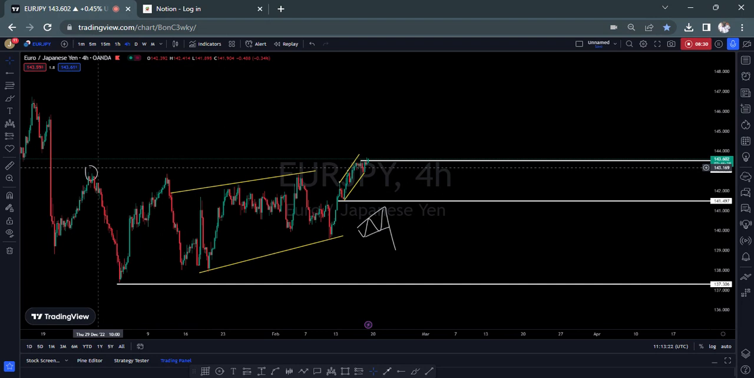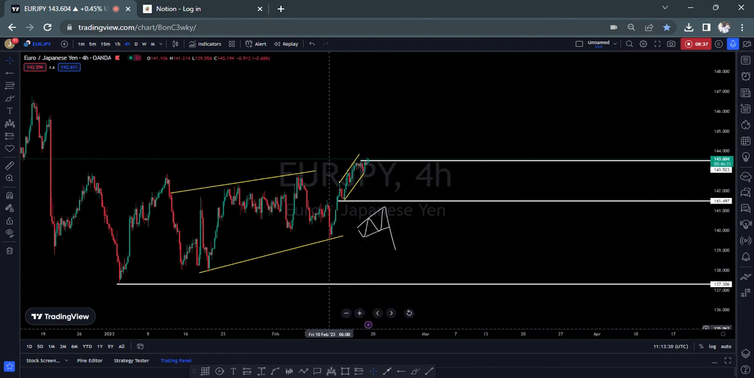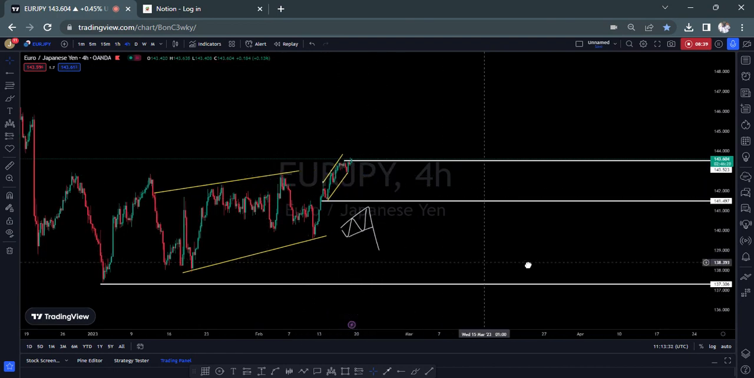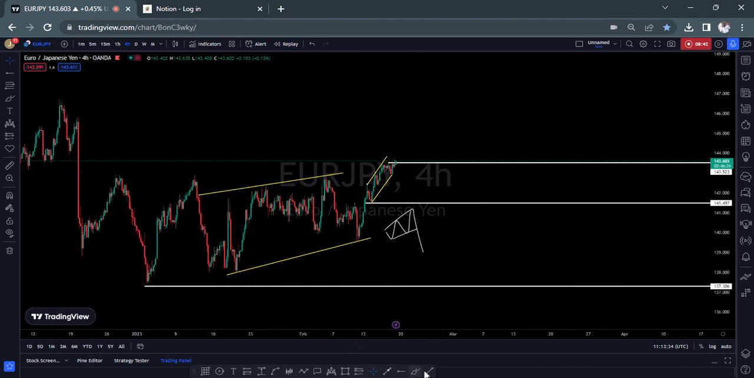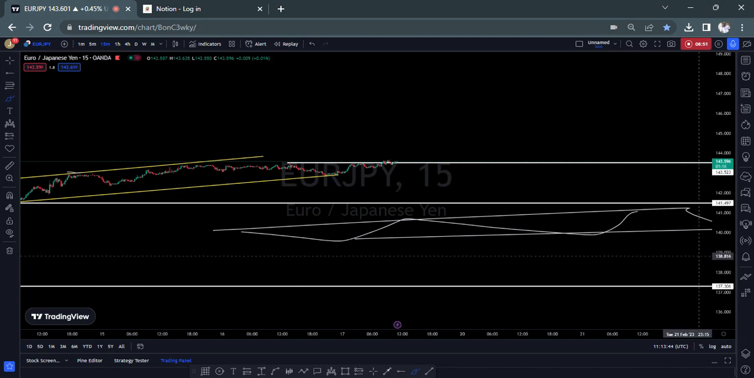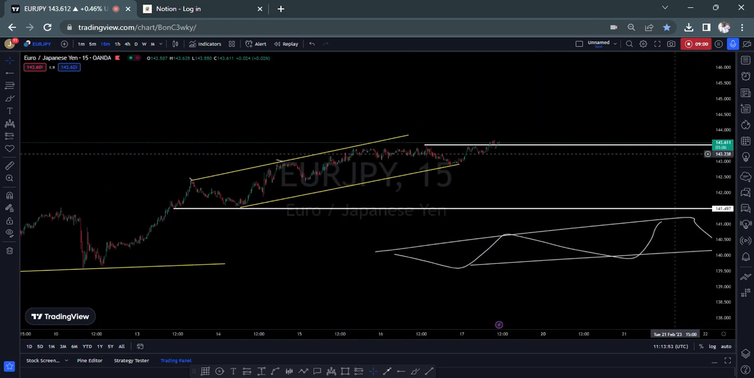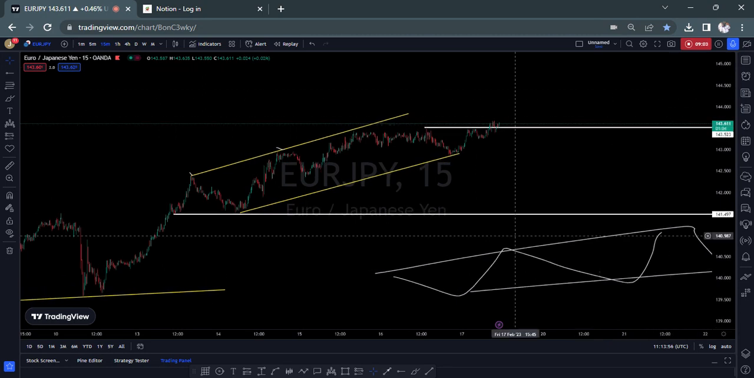So I deleted this one just for us to have a clearer view, for it to be simple enough for us to understand. Consider it's just like an extension of the pattern with the formation of an ascending channel. You can see this ascending channel here. So we are still hoping for the price to do what it actually knows how to do. So we'll watch and see. So that's for Euro JPY.